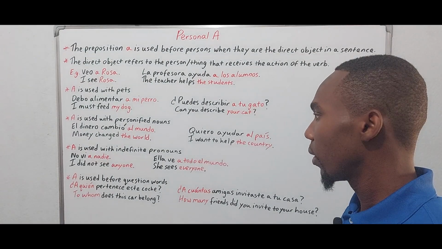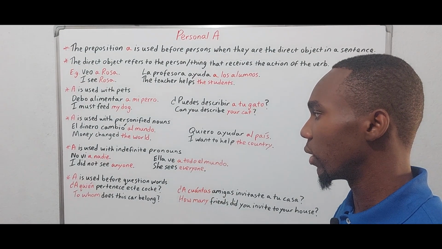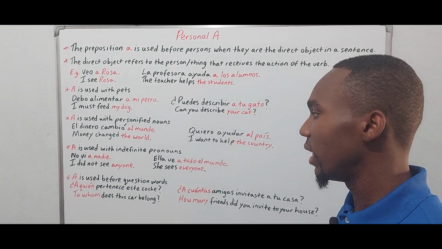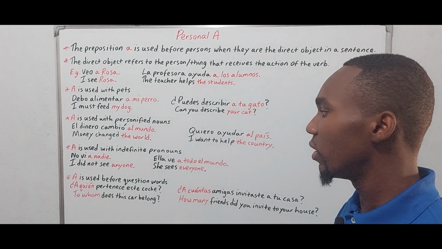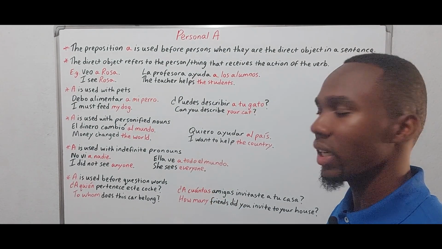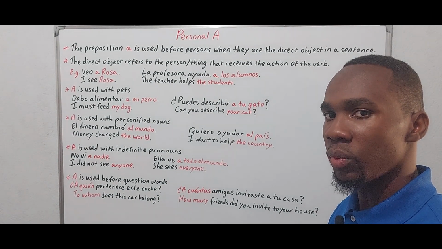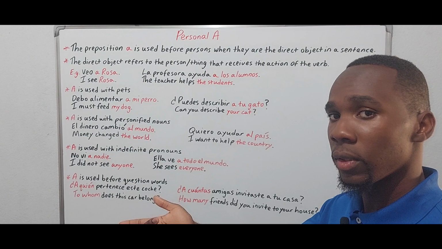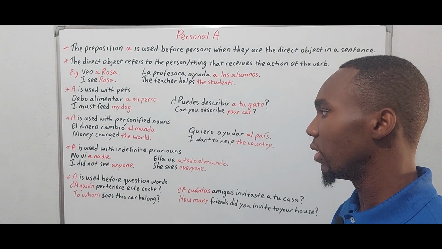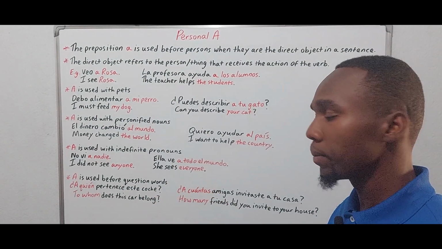Muy bien. The personal a is used before question words. Okay? So, ¿a quién pertenece este coche? To whom does this car belong? Right. ¿A quién? We can't say quién. Quién would be who. But because we are asking to whom, right? To whom does this car belong? In this case, the a has a meaning. The a would mean to, right?